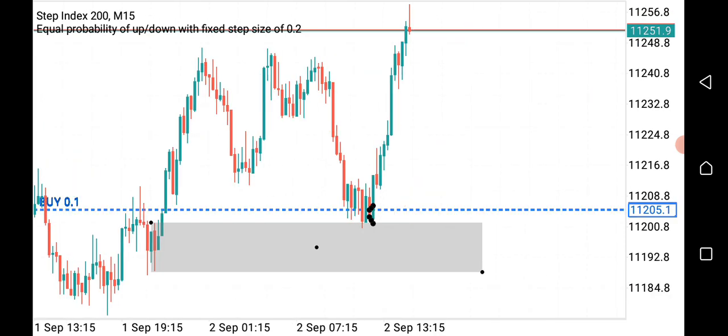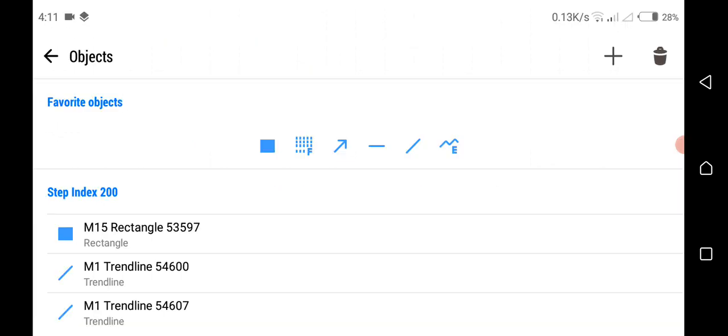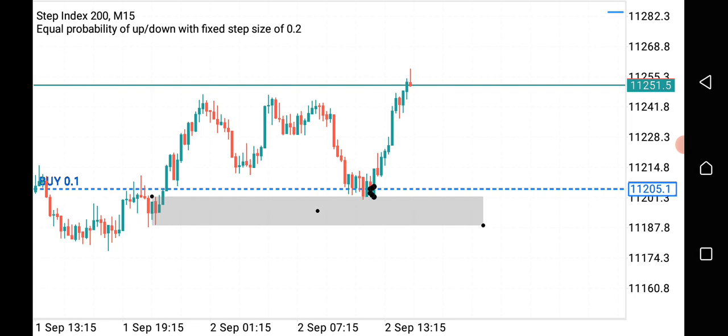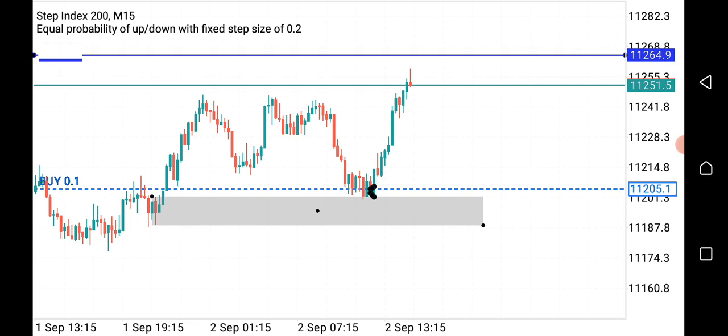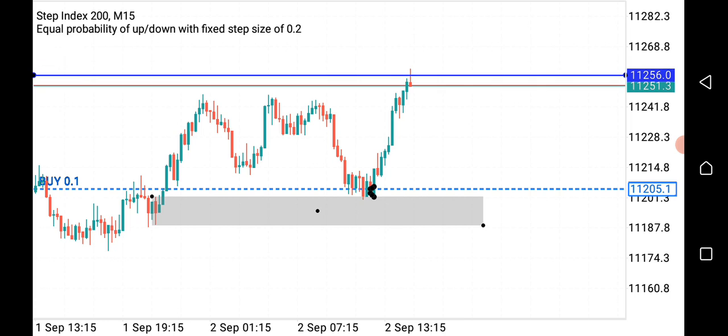Now let's plot the psychological levels so you can see how the market is reacting. The psychological levels are price points in the market, the price points where the market tends to reverse from. So this is stepping the 200, and I count it in 50s.